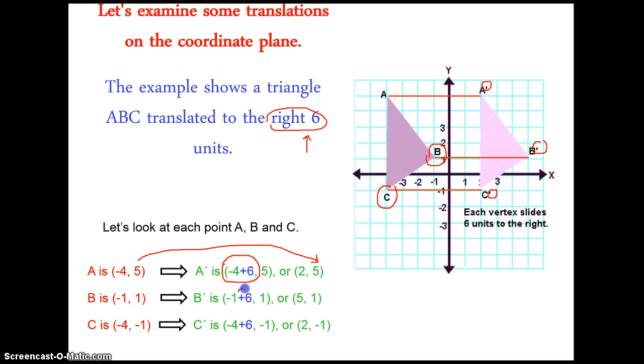And there's some fill-ins there. You're going to add 6 just to your x values because you only moved right. You did not move up or down. And notice negative 4 plus 6 is 2. Negative 1 plus 6 is 5. Negative 4 plus 6 is 2. And all of your y values remain unchanged.